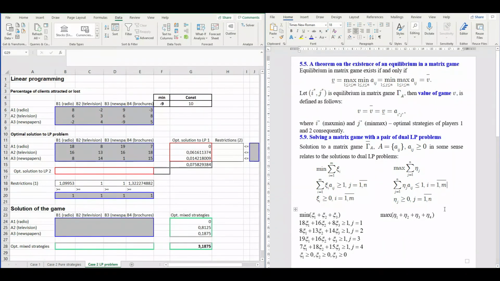Variables eta1, eta2, eta3 and eta4 we will insert into the 16th row in the red frame. And the objective function, it is the sum of these variables, we will introduce in the cell F16.